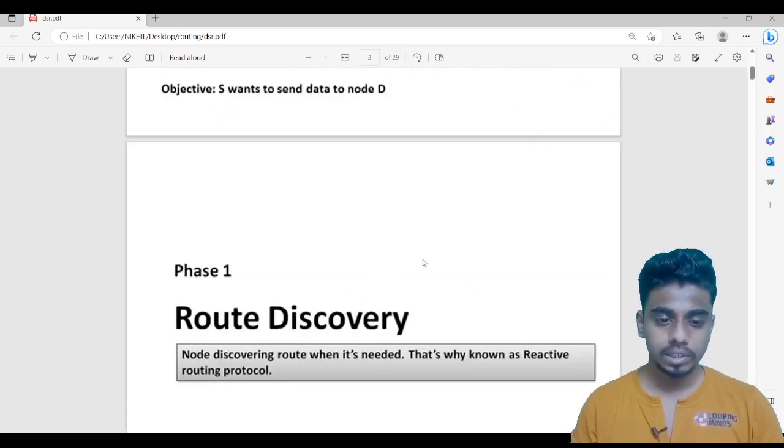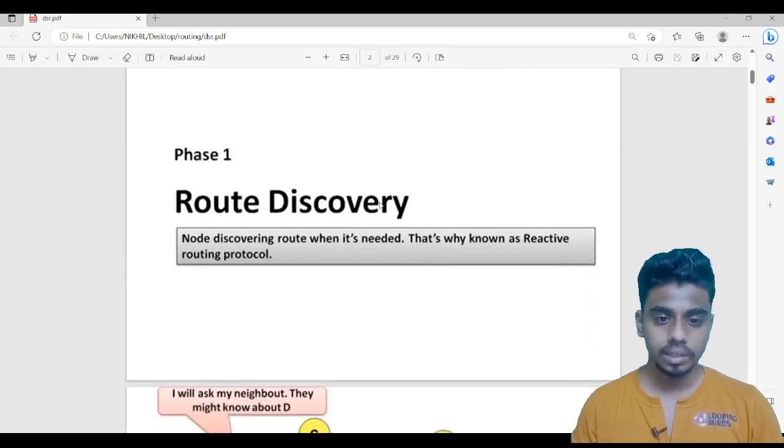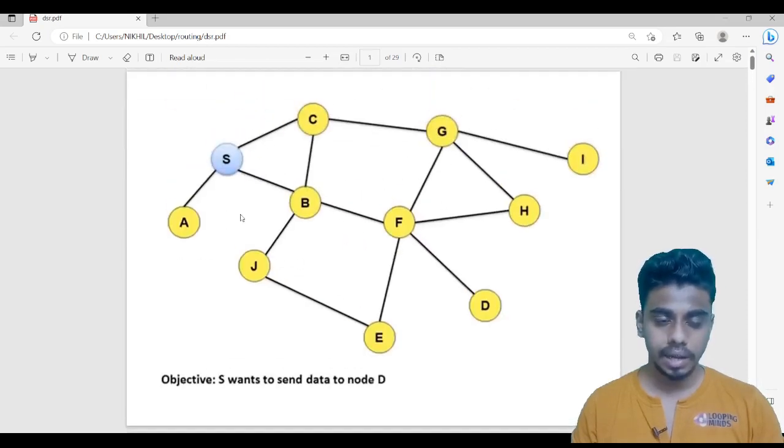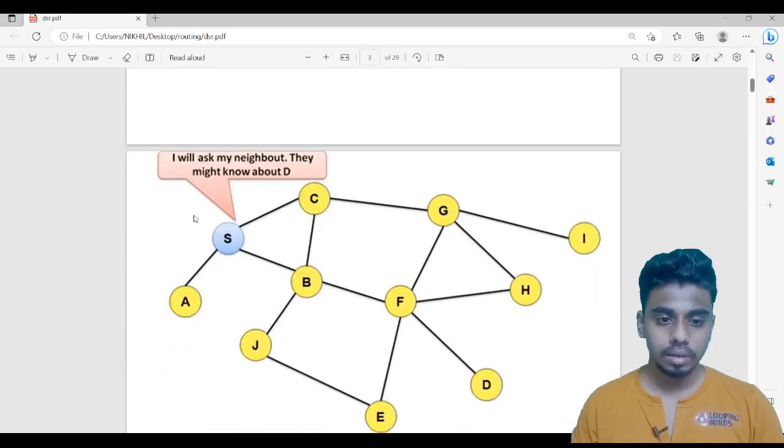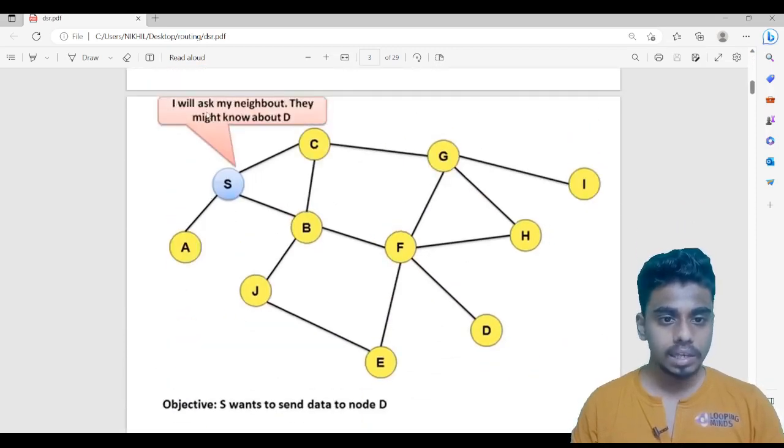So the first step that we have to do is route discovery. The node discovers a route when it is needed. That is why it is known as a reactive routing protocol. I already said it is a reactive routing protocol: whenever S wants to send some data packets, only then will it discover the route. For this, I will ask my neighbors. They might know about D, so S will ask its neighbors whether they know about this destination.